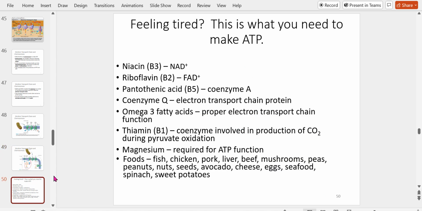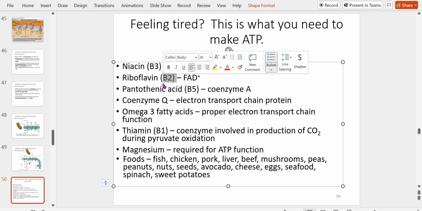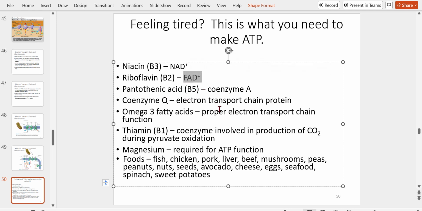I really do. So, if you're feeling tired, have a look here. A lot of this stuff is just based on what you've learned in the past 50 slides. If you're feeling tired, this is what you need to make ATP. Niacin, vitamin B3, there's your NADs. If you don't have any of those, you're not making enough ATP. Riboflavin, which is vitamin B2, there's your FADs. So make sure you're getting niacin and riboflavin.